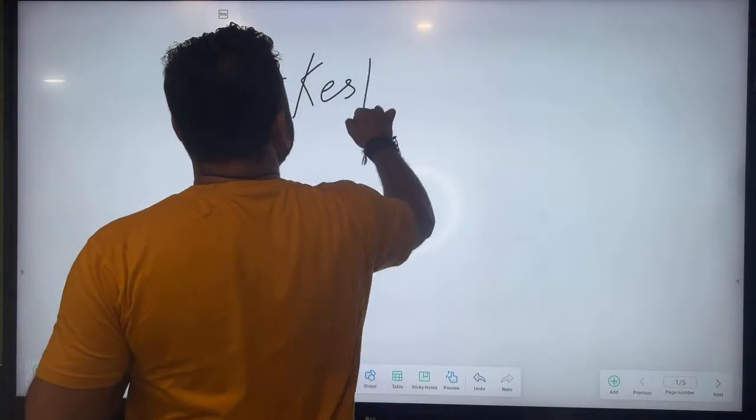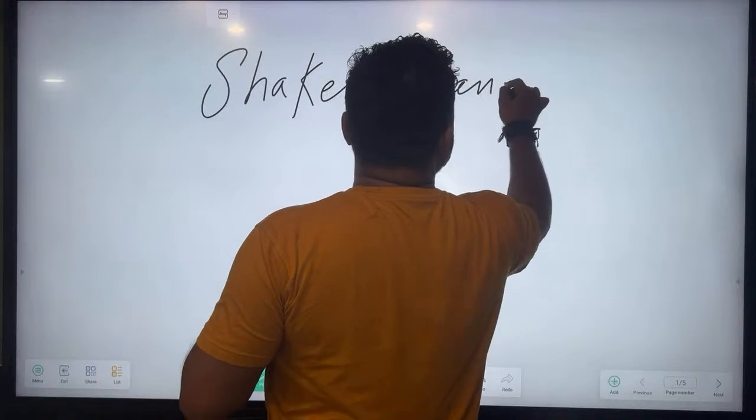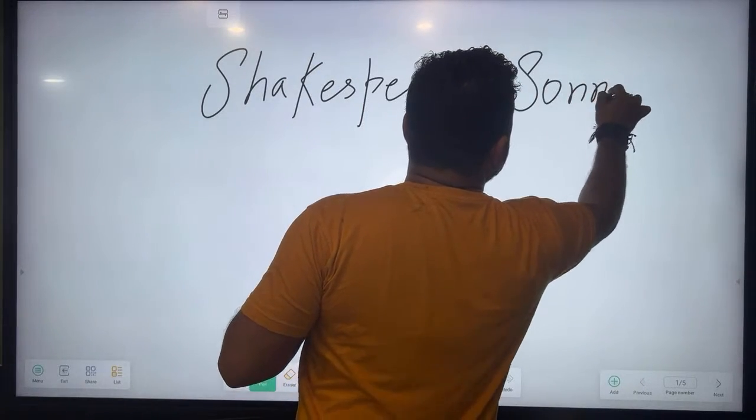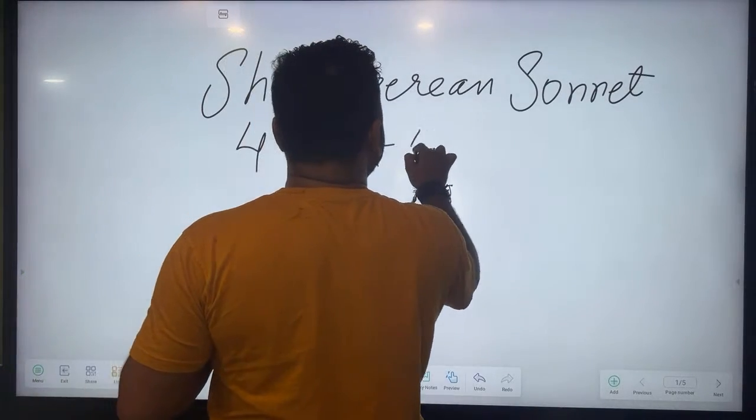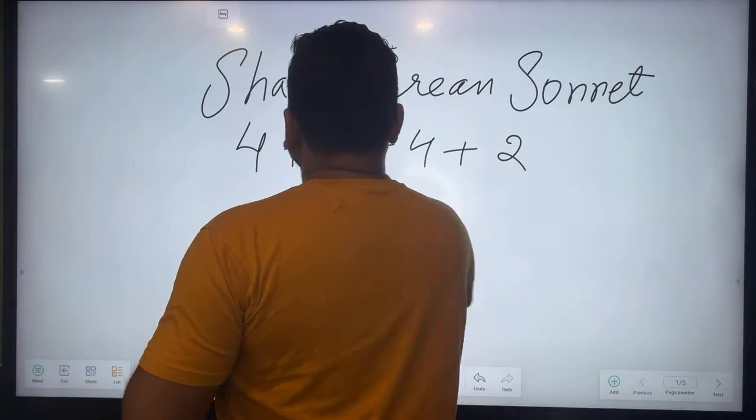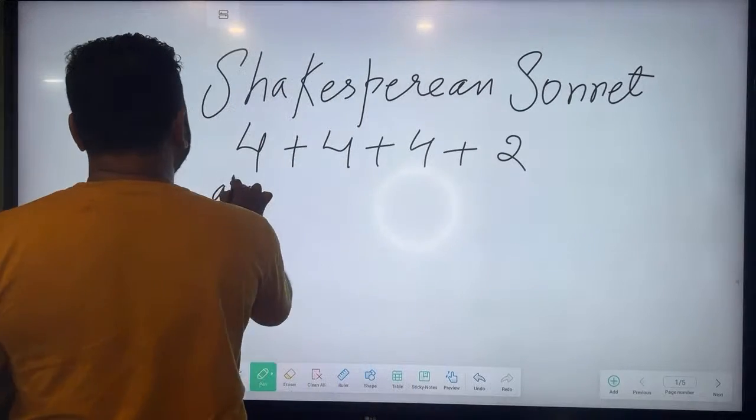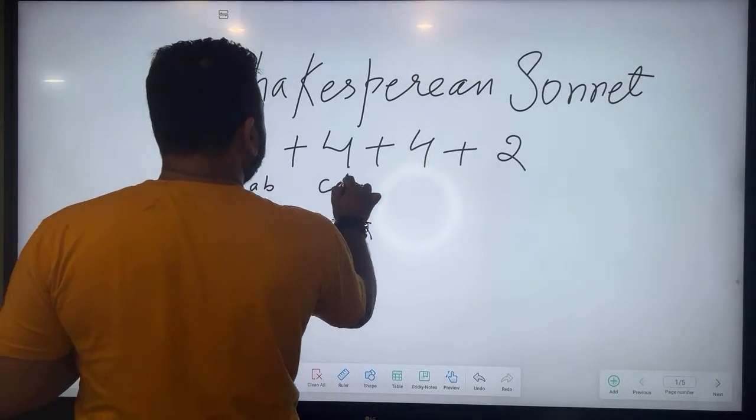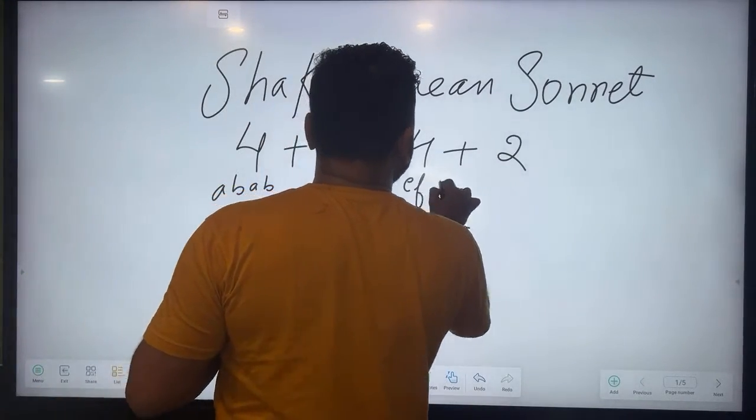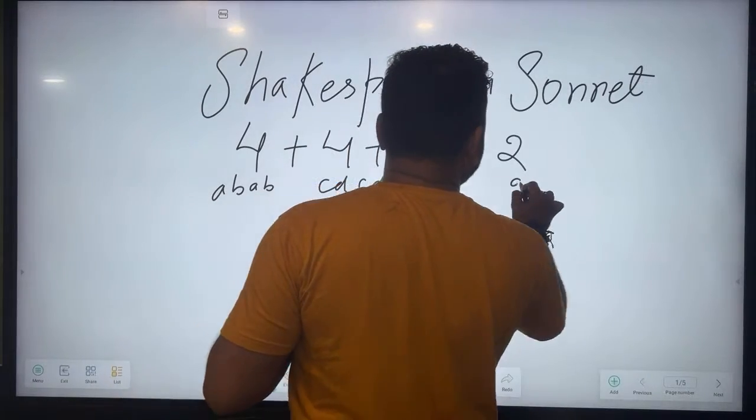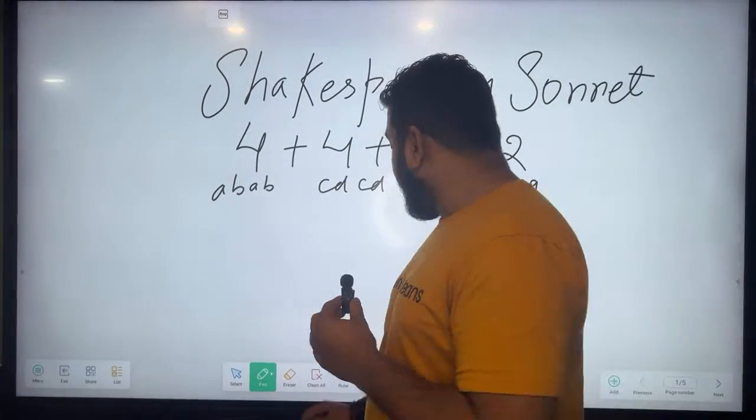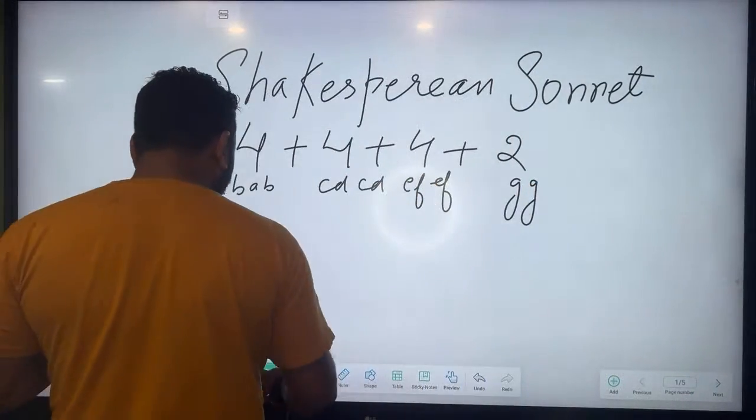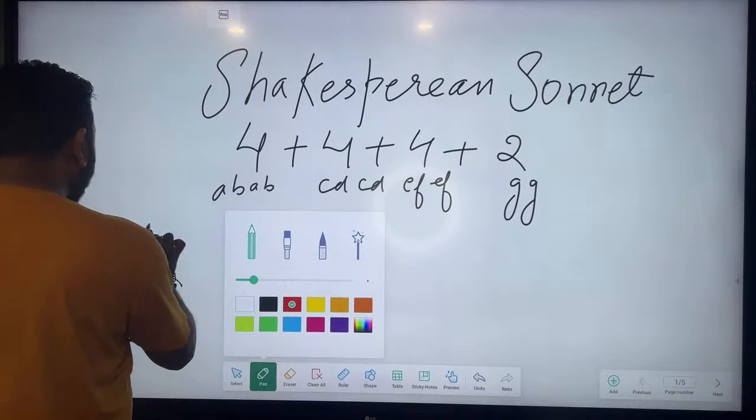Shakespearean sonnet. What was the style? 4 plus 4 plus 4 plus 2. AB, AB, CD, CD, EF, EF, GG, right? Shakespearean sonnet, also called the English sonnet. One of the famous questions, this time it was also in the NET exam, it came in the paper this time.